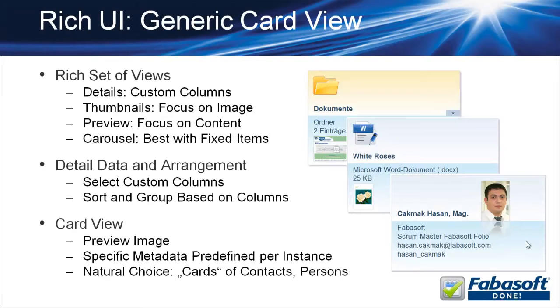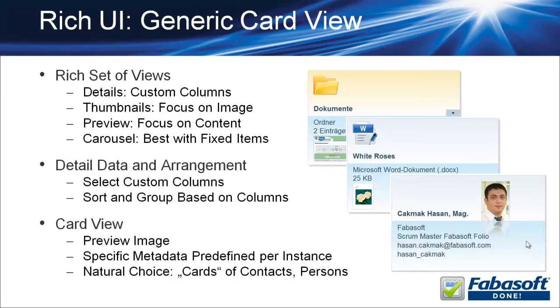So let's start with the generic card view. In addition to the rich set of views we already have implemented in our product, just to name them, there's a detail view where we can select custom columns and show various data to get rich and easy access to metadata on the objects. We have a thumbnails view where we have a focus on images and photos, and metadata is presented in addition if the user selects a specific object.